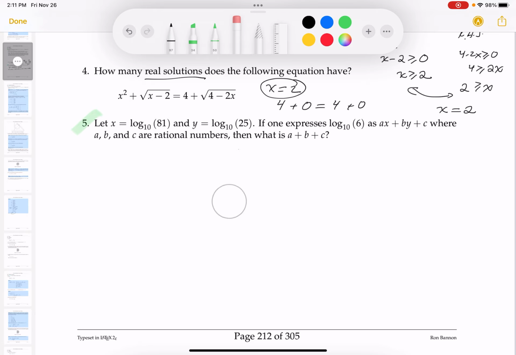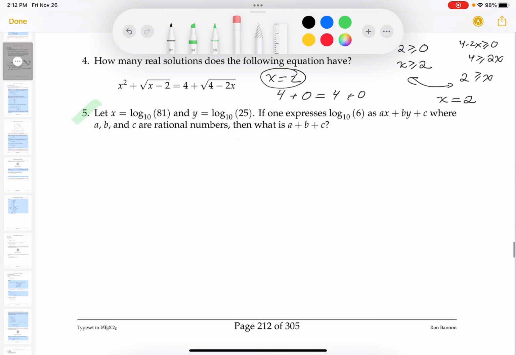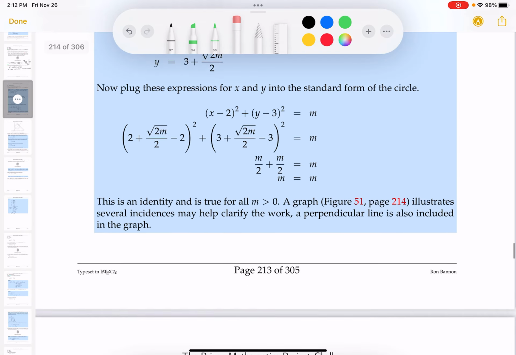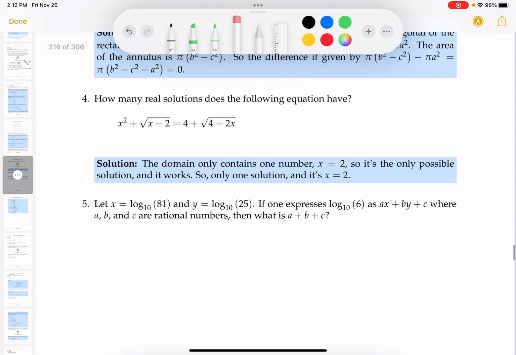They'd square it, they try to get the terms on one side, and they'd be here all day looking at that. So it's a shared domain problem, and the only thing they shared in their domain was the number 2. And lo and behold, it's the only thing they shared. It does work. 2 does work, just by plugging it in. Let's take a look at the key and see what they got over here. This is number 4, right? See how they did it. The domain only contains one number in common, x equals 2, so it's the only possible solution and it works. So the only solution is x equals 2.